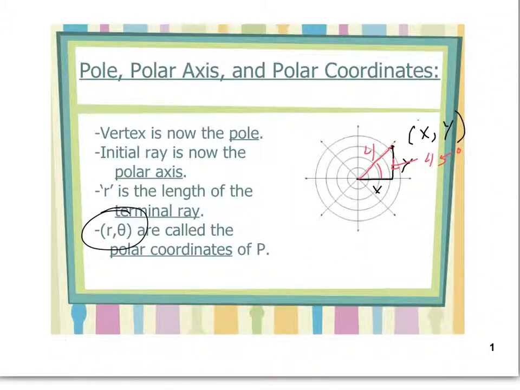So instead of using the x and y coordinates, we could say 4, 45 degrees. Describing that location in terms of the length of the terminal ray, and theta, the angle it forms with the initial side. That's what polar coordinates are all about. Again, on the big picture level, that's what they do. That's what they're for.